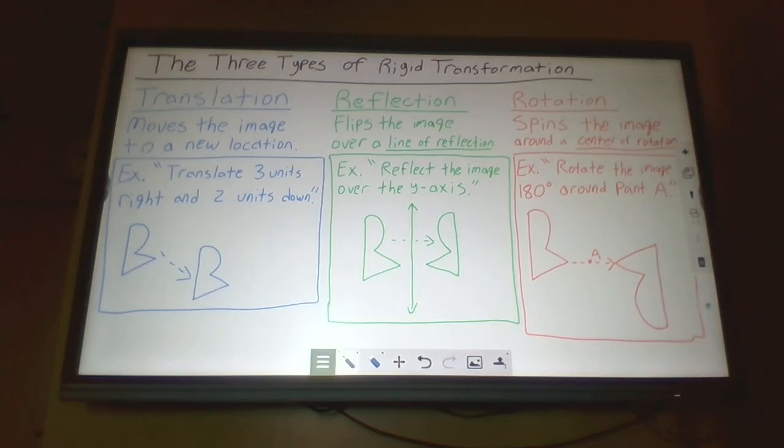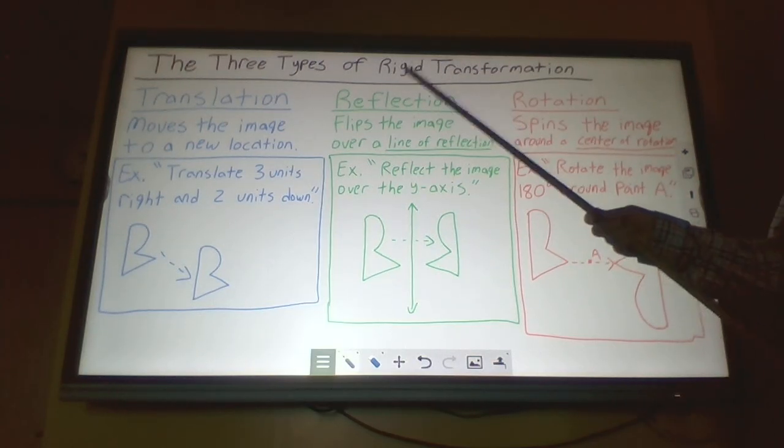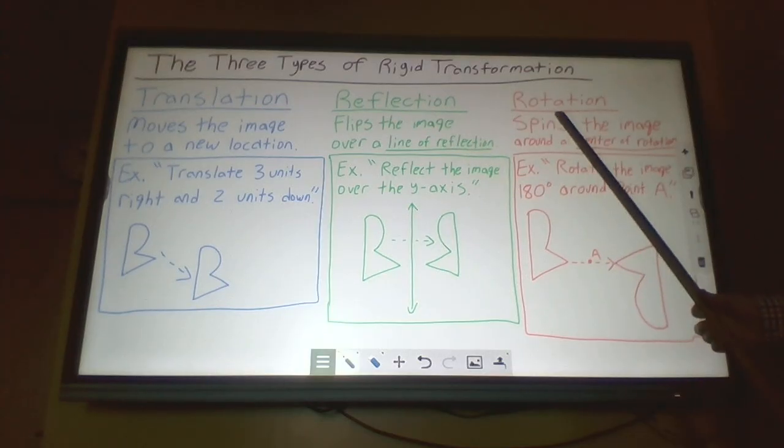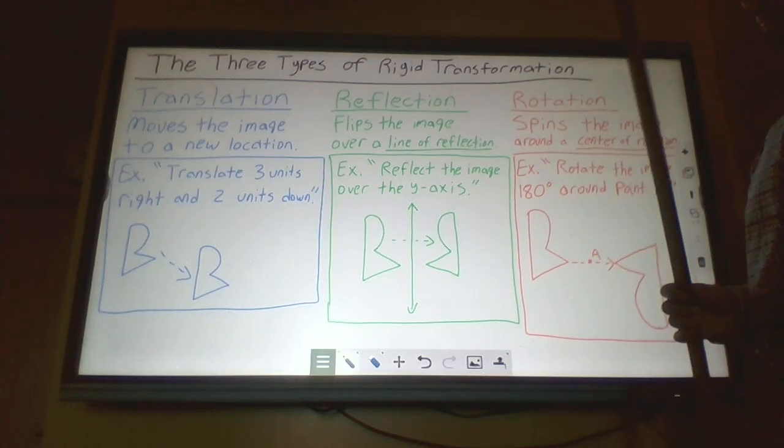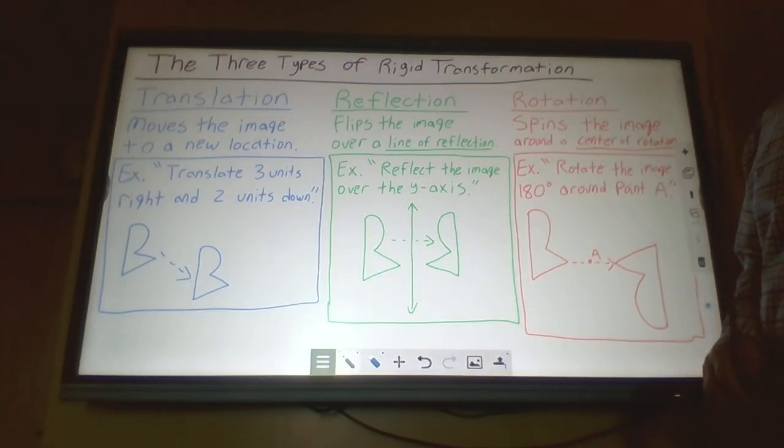There are three types of rigid transformations. We've got translation, reflection, and rotation. Translation is the simplest of the three. All it means is that the image is moving to a new location.